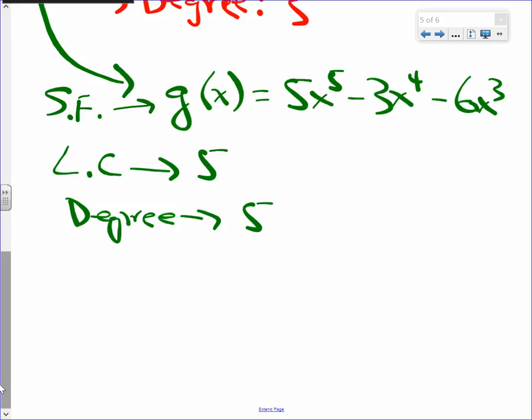Assignment 14 is pretty basic. I know Gomez already started it. It's just a lot of, can you identify the degree? Can you identify the leading coefficient? It's very simple. This will be on the quiz tomorrow, by the way.